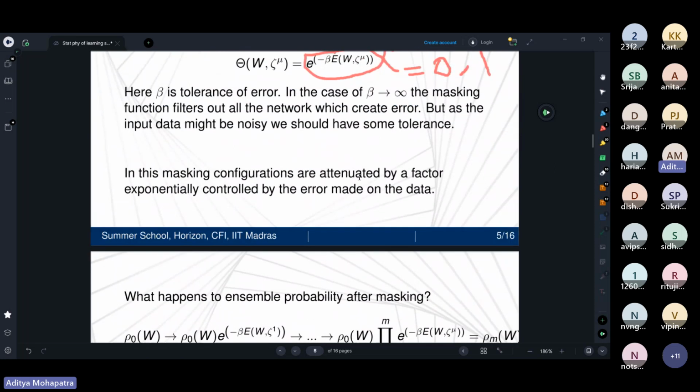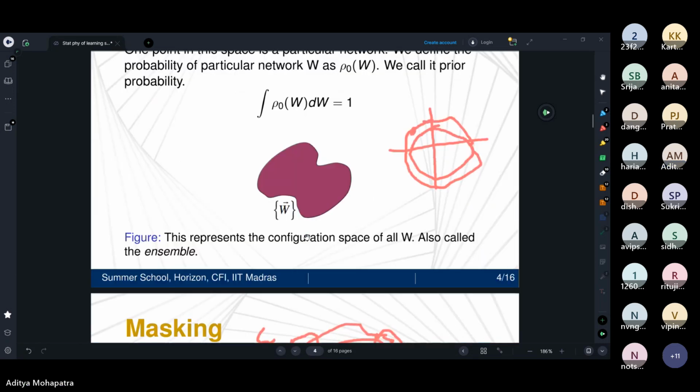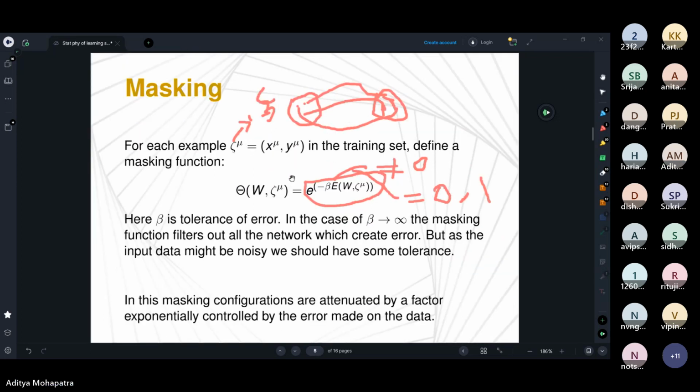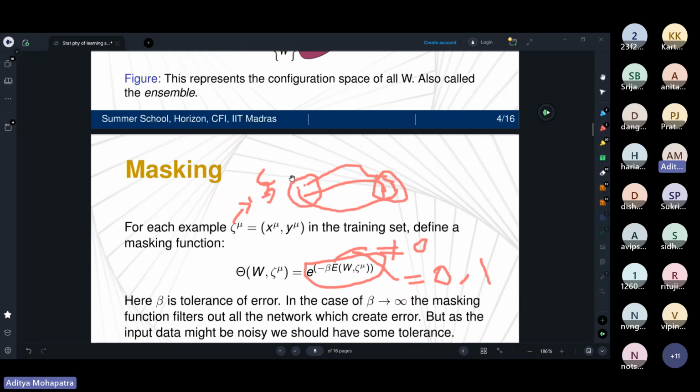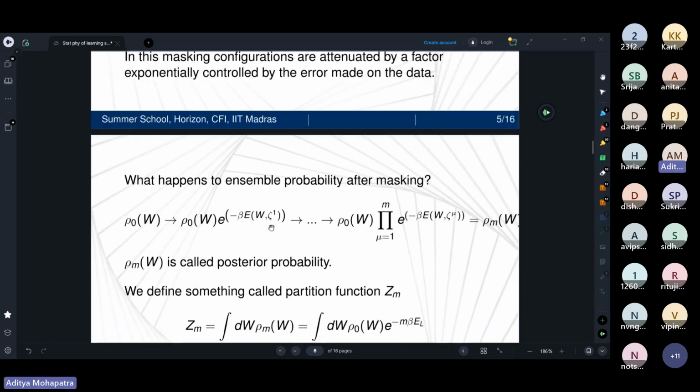Before any masking, we have the ensemble probability rho naught W, right? We are not introducing any filter. So choosing a particular W is rho naught. But now we mask something with some error tolerance and function, the theta. So how do we mask?